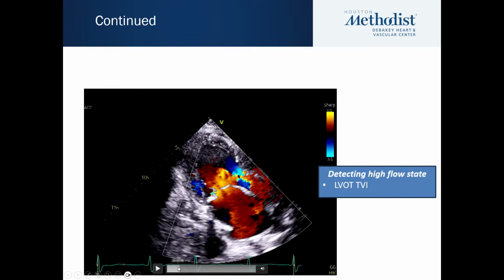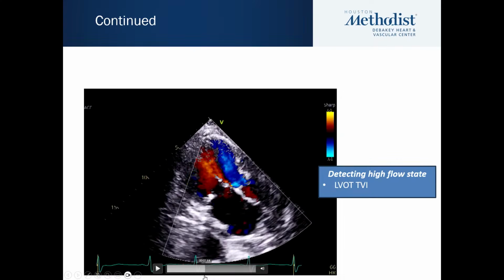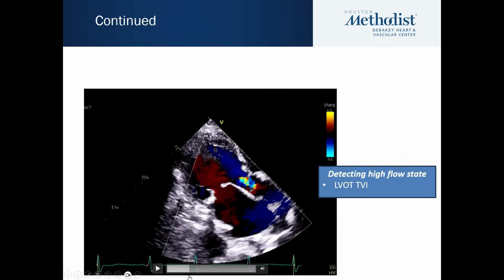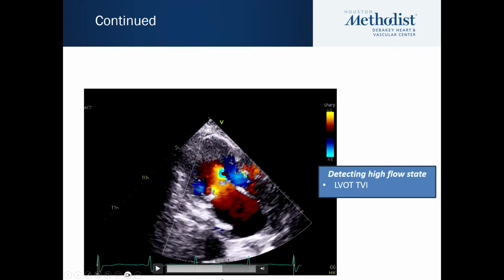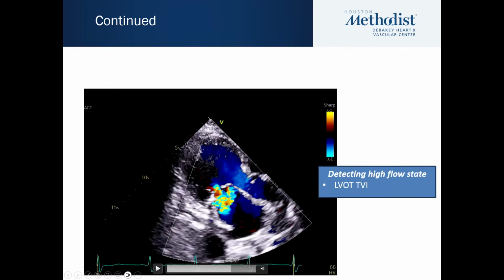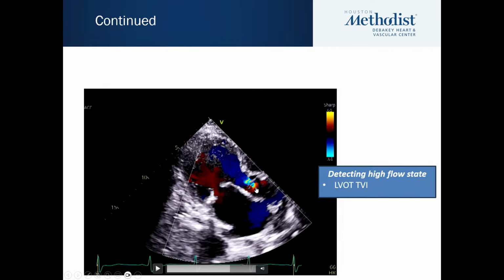I'm taking too long. What I'm trying to show is an example. So notice the big convergence zone. I was trying to show you an example of the jet height.